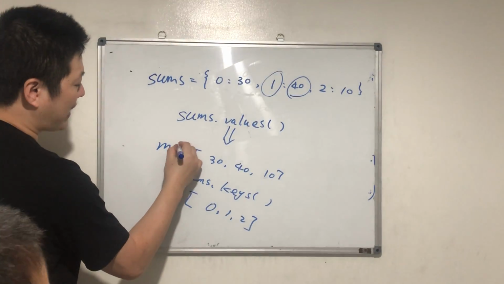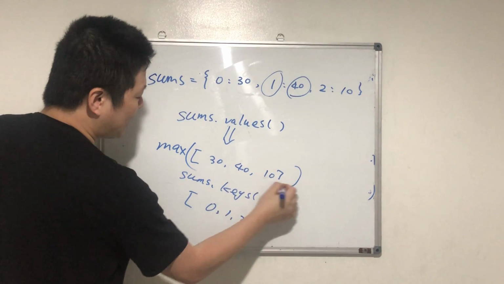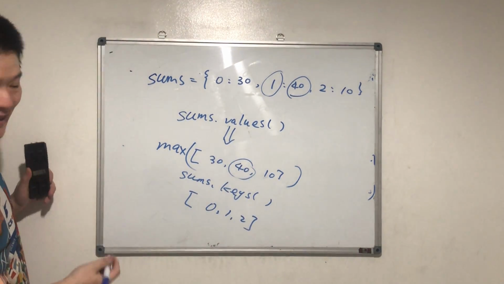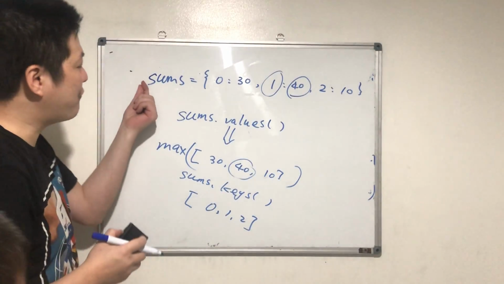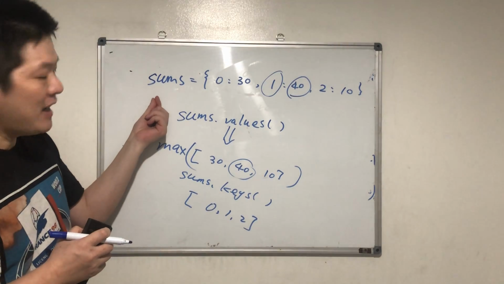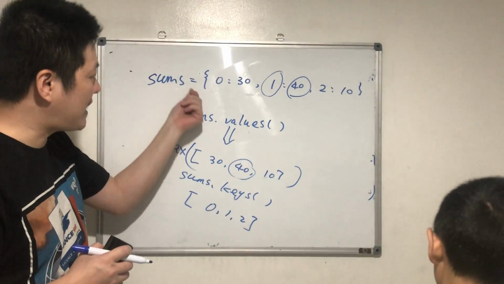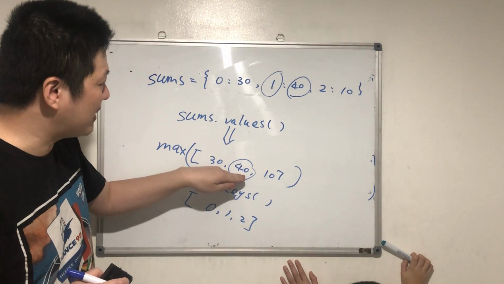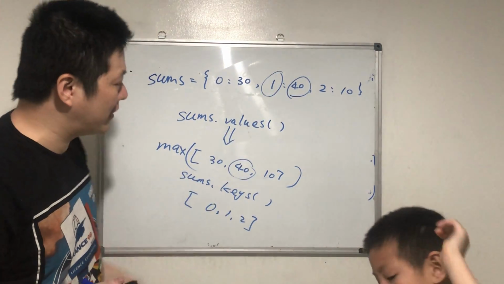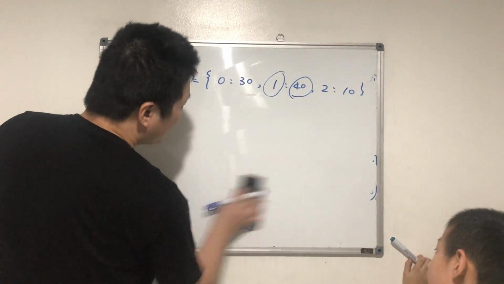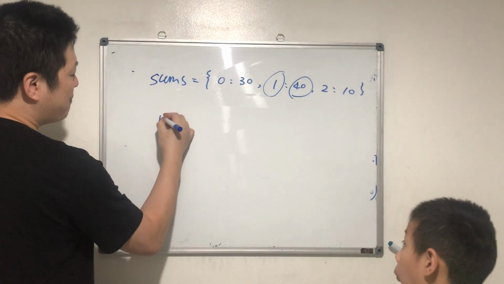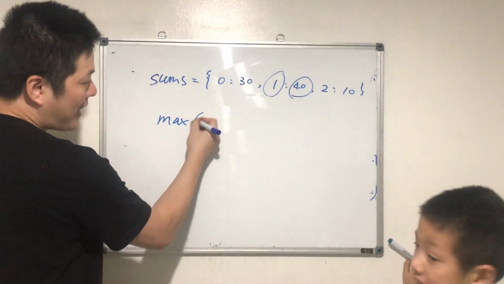So look, sums dot values is this. And then if I do the max of this, what does it mean? It will give me 40, right? And then I can loop for the key in sums, and if the sums key equals this 40, then I return the key, right? This is one way of doing it. But another way, more easy, is what? Max.